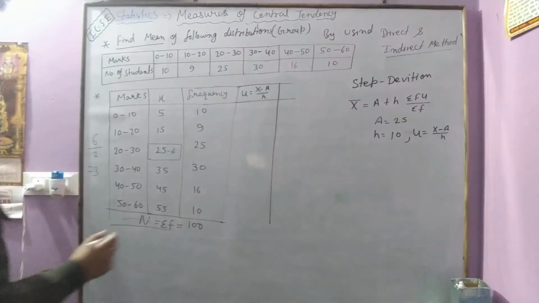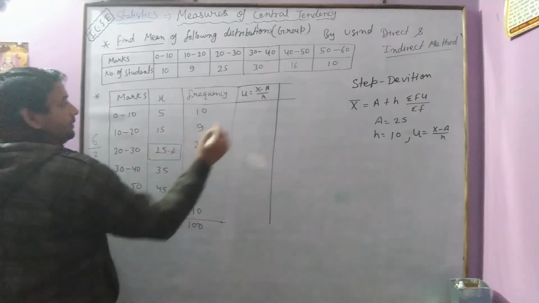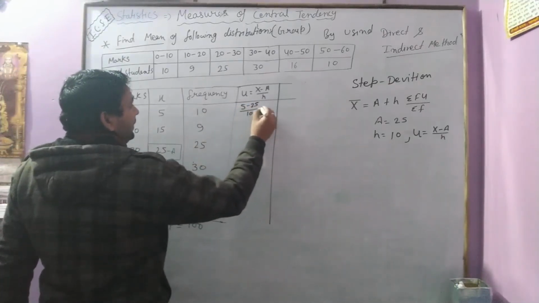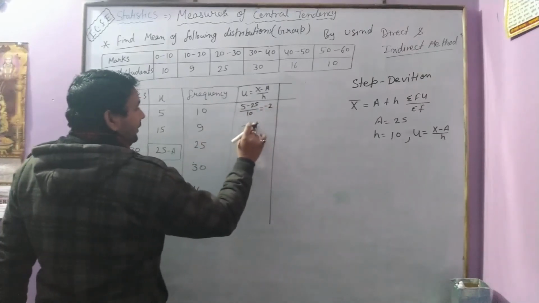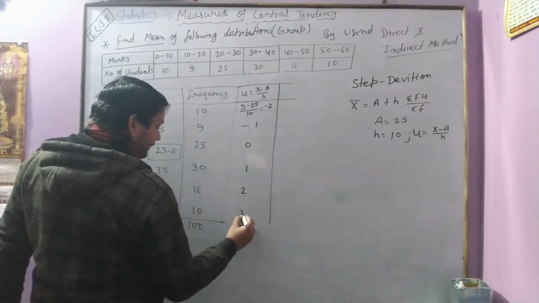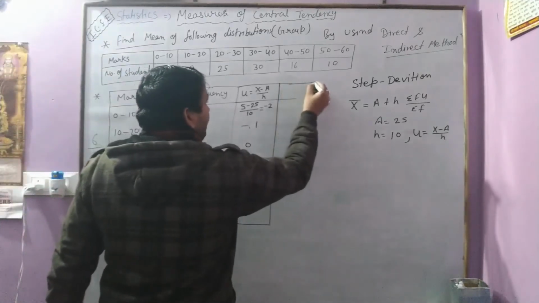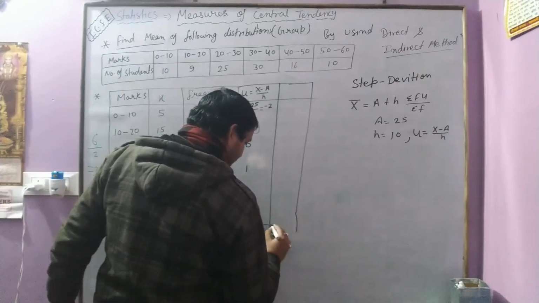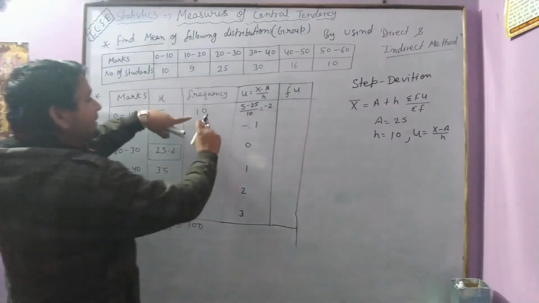Now calculate. 5 minus 25 by 10, you will get minus 2. Similarly, this you will get minus 1. Next is 0, 1, 2 and 3. Clear? Now calculate the value of fu. Now you will observe that it is a very easy calculation.